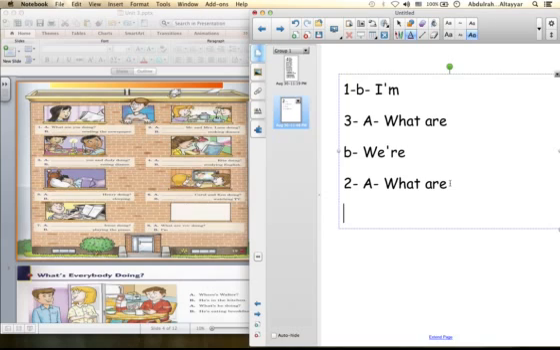Now let's go to B, the answer. So what should we answer this question? We were talking about them. So we say, they're cooking dinner. They're cooking dinner. Yes, excellent job. Now number four. Let's go to number four.